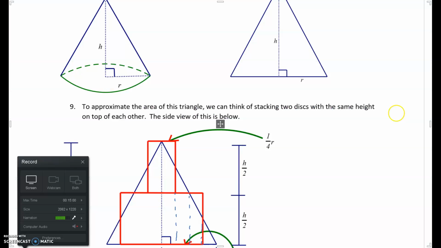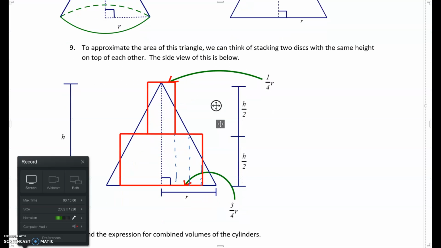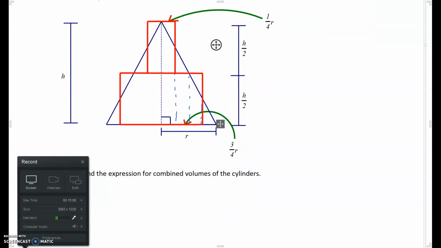Now, the idea that we're looking at here is, instead of finding the volume as is, we try to approximate the volume by stacking 2 cylinders on top of each other, where they're both going to have the same height. In this case, the height of the cone is h, which means that the height of each of the cylinders is going to be h over 2.